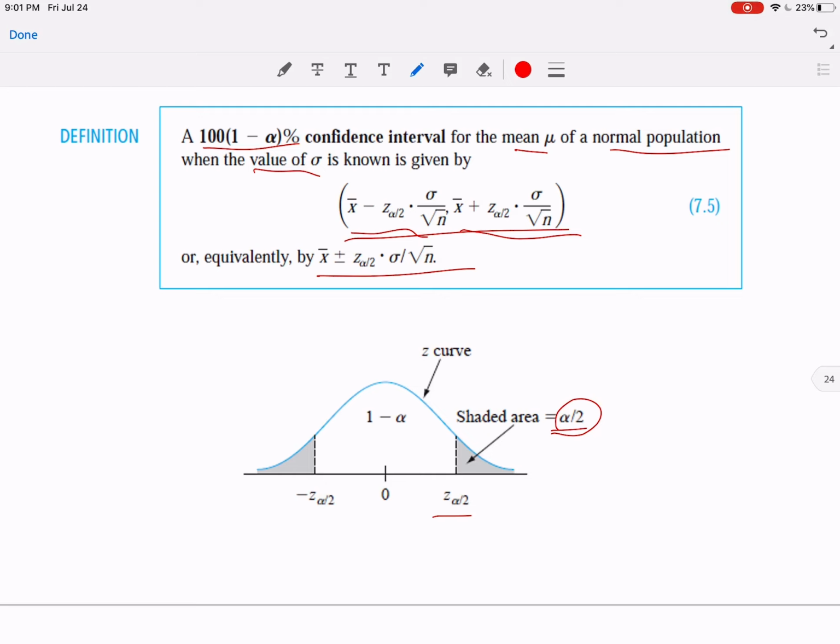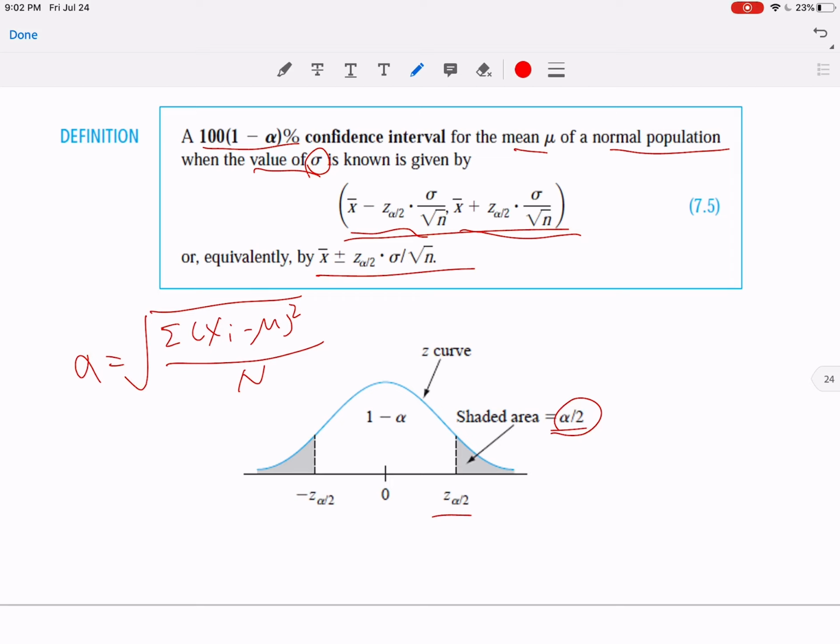So by now everything looks good and it works well. But there is only one problem. The problem says when the value of sigma is known. What if the value of the population standard deviation is not given? We've got to calculate it, right? So if we want to calculate it, let's see what we need. The population standard deviation, sigma, is equal to the square root of the sum of xi minus mu squared divided by n, the population size. That's the original formula of the population standard deviation.